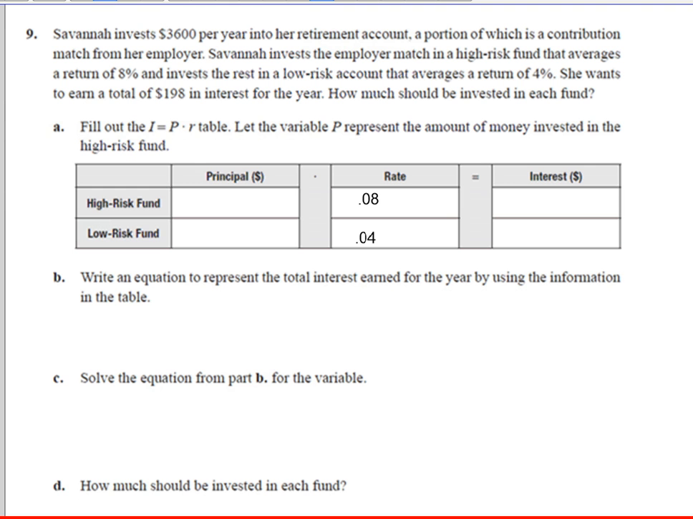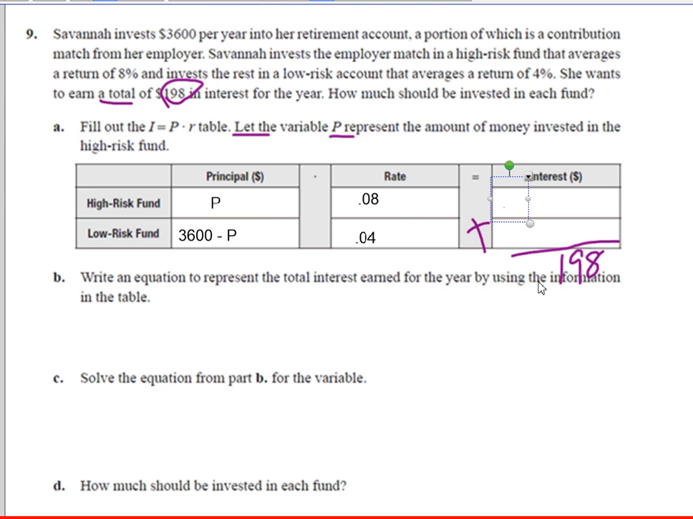She wants to earn a total of $198, so we're going to be adding our two interests to get 198 for our formula. And how much should she invest in each fund? So now the only piece we need to know is here, let the variable P represent the high risk fund. And so we'll plug in P for our principal there. So that means the low risk fund is the difference between the $3,600 that she puts in, subtract that amount from the high risk fund labeled as P.